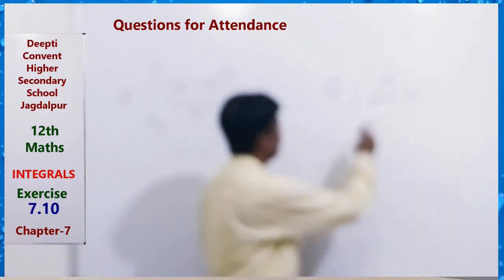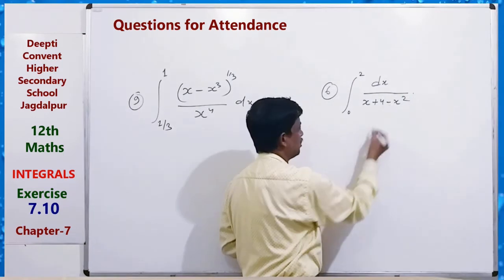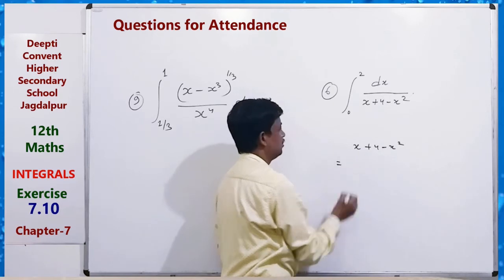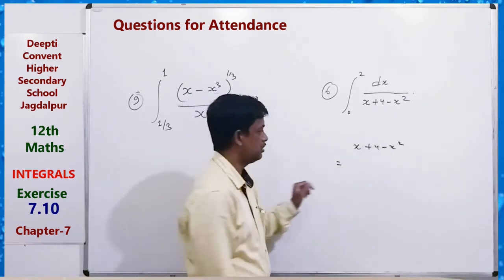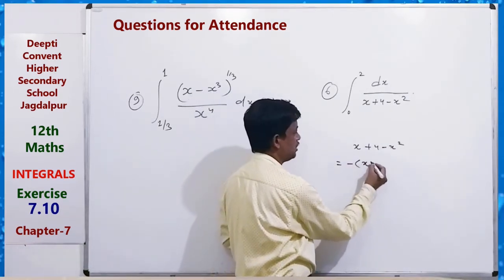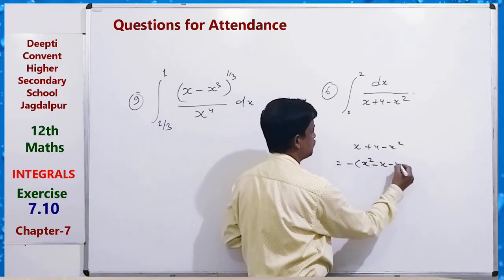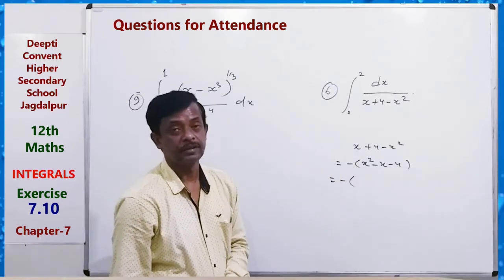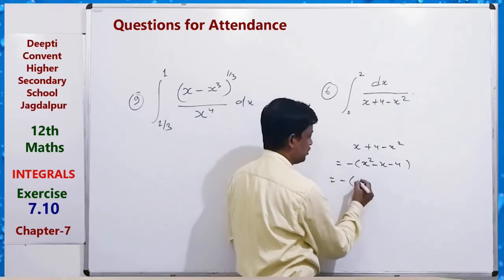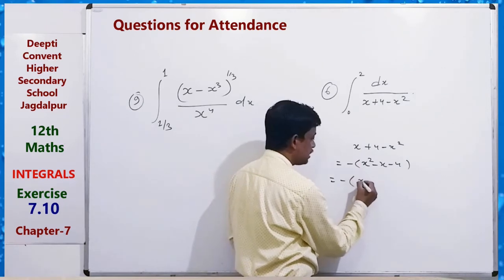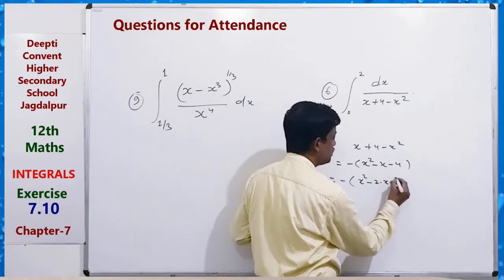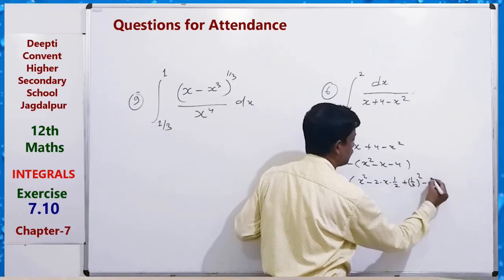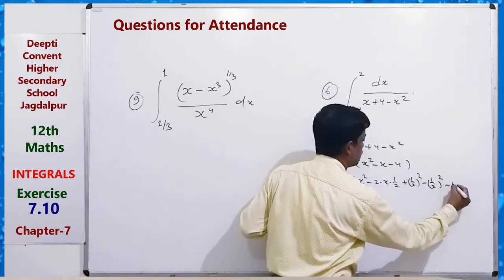Very simple. It is a second degree factor, so you have to convert it: x plus 4 minus x square. When there is minus x square, take the common factor minus x square, giving minus of x square minus x minus 4. So we have to adjust it into a perfect square. Here x square minus 2 into x into 1 by 2, plus 1 by 2 square, minus 1 by 2 square, minus 1 by 4.